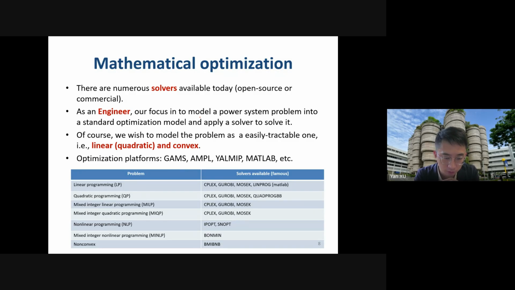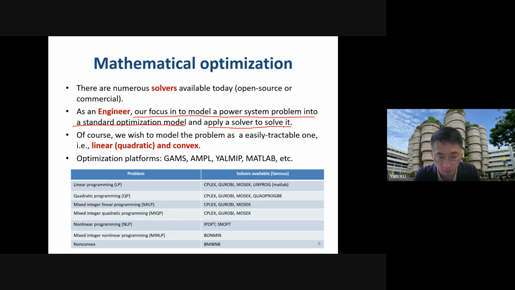But for power engineers, what we do is that we can utilize the commercial solvers which are available in the market. And there are also open source free solvers to be used. So as an engineer, our focus is to model the power system problem into a standard optimization model. And after that, we can directly apply a solver to solve it.